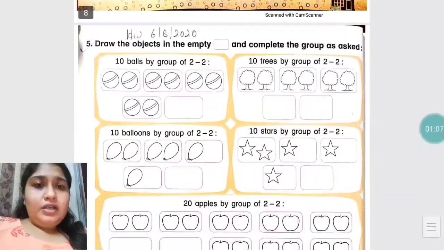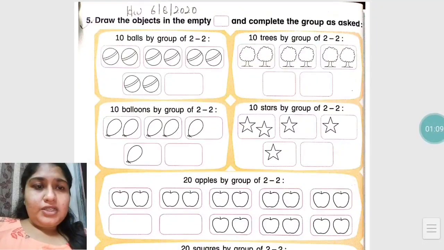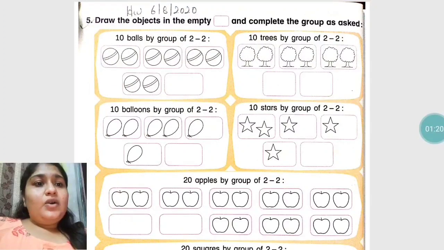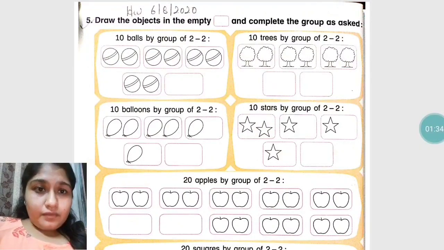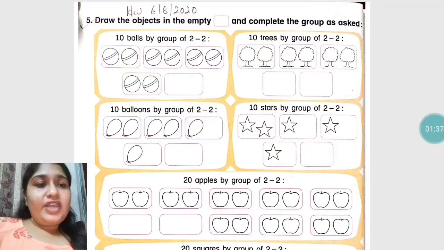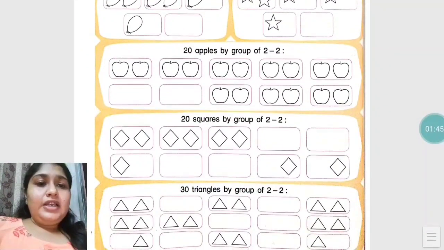Now the last one is question number 5. Okay students, now question number 5 is draw the objects in the empty box and complete the group as asked. So students, यहाँ पे different groups दिए गए हैं. Okay, so in this you have to draw the objects. जैसे कि first में group है 2-2 का and in the last box you have to draw the balls. Okay, second में trees हैं तो आपको दोनों बॉक्स में trees draw करने हैं. ऐसे ही आपको सारे बॉक्सेस में ये कंप्लीट करना है. ओके.